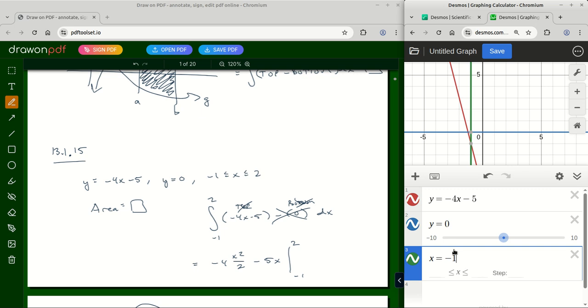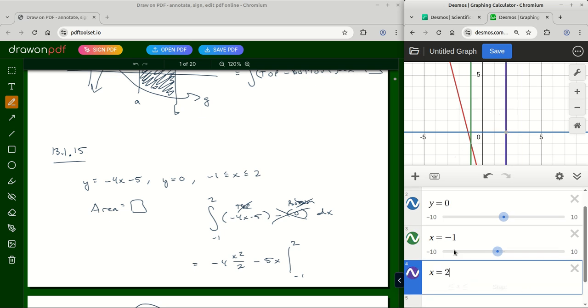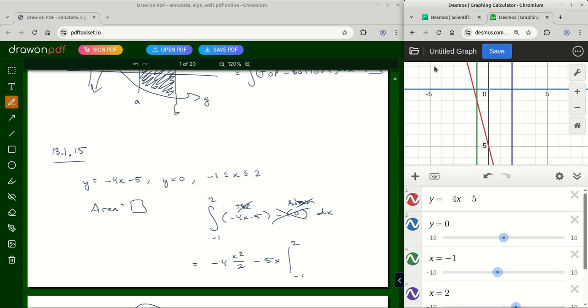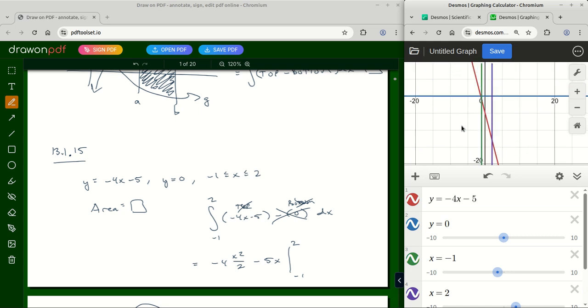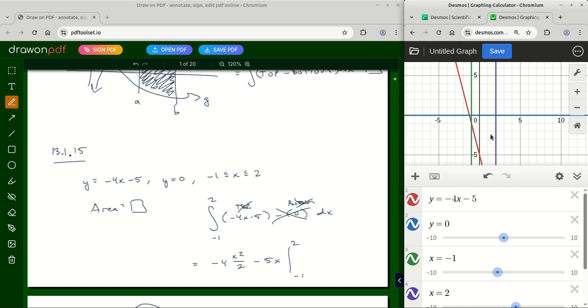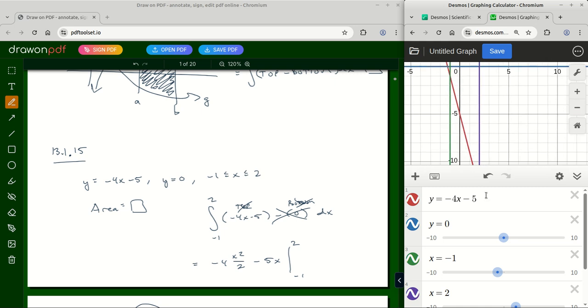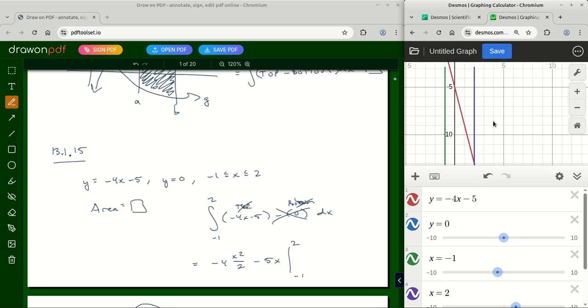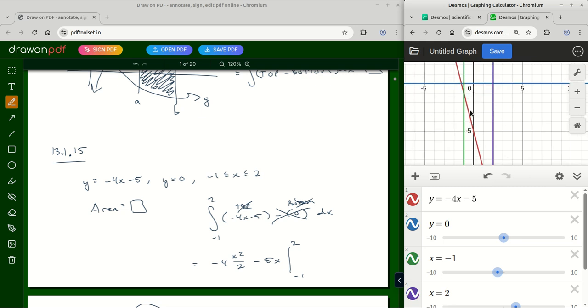So x equals negative 1, x equals 2. And so they're wanting to know top minus bottom, essentially, between the red and the blue from here to there. So it's almost this triangle area, but it's like cut off a little bit right there. Okay, so it would be a triangle, but it's cut off a little bit.